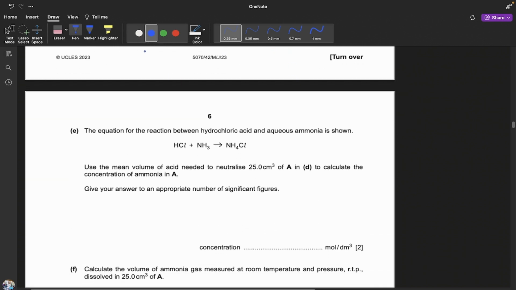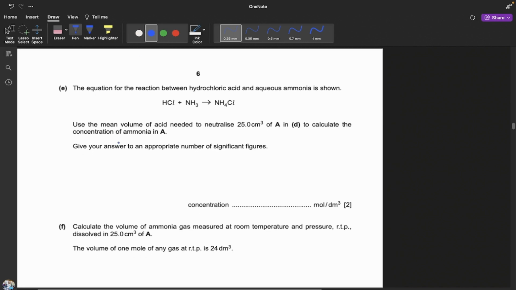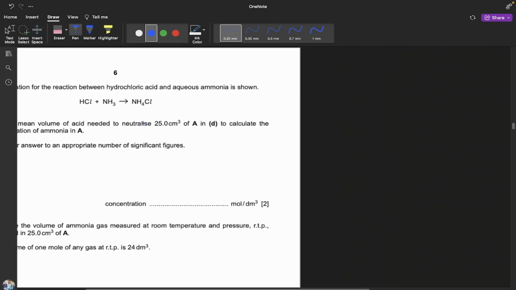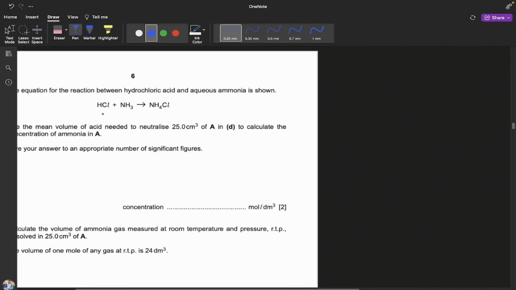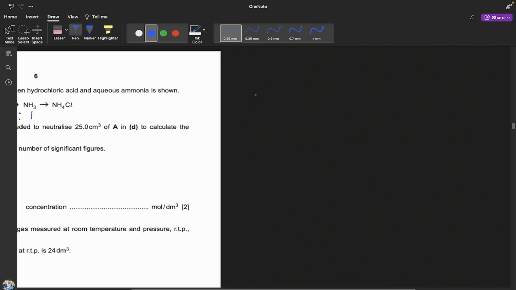Next one. The equation for the reaction between hydrochloric acid and aqueous ammonia is shown. Using the mean volume of acid needed to neutralize A in D, calculate the concentration of ammonia in A to an appropriate number of significant figures. In this reaction, the stoichiometry of acid to base is 1:1. That is one of the important points to be found out. Whatever the question, if it is a chemical calculation question, almost 99% of the time the question goes with finding moles.